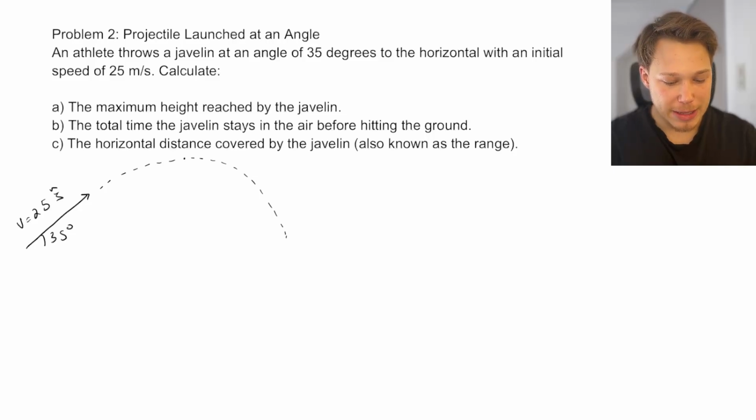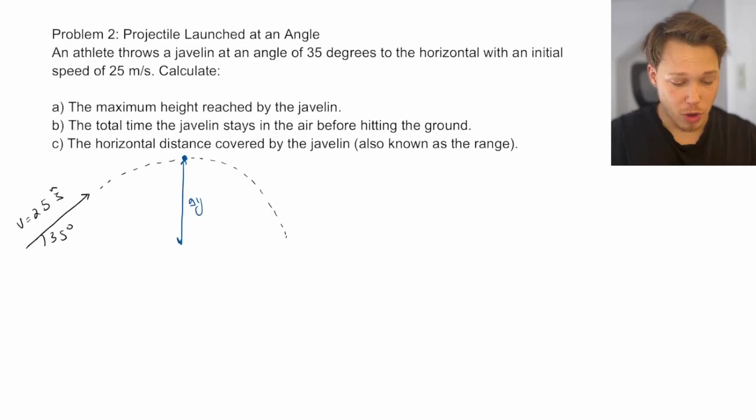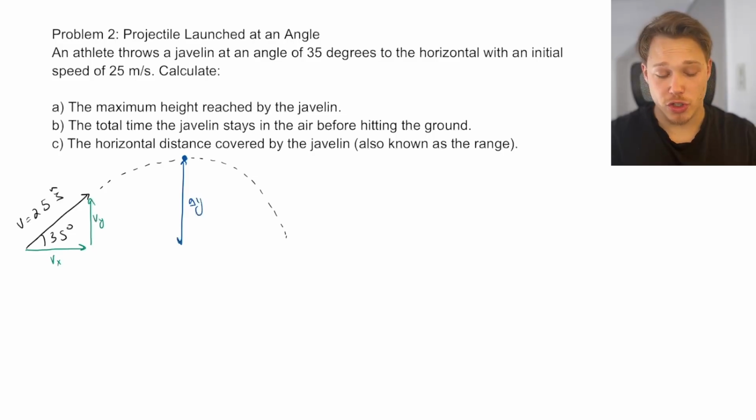We need to calculate the maximum height that is reached by this javelin, delta y. Okay, so first step is sketch the problem. If the velocity is at an angle, we will always find the x and the y component. So let's do that first. We can use SOHCAHTOA, sine of 35.